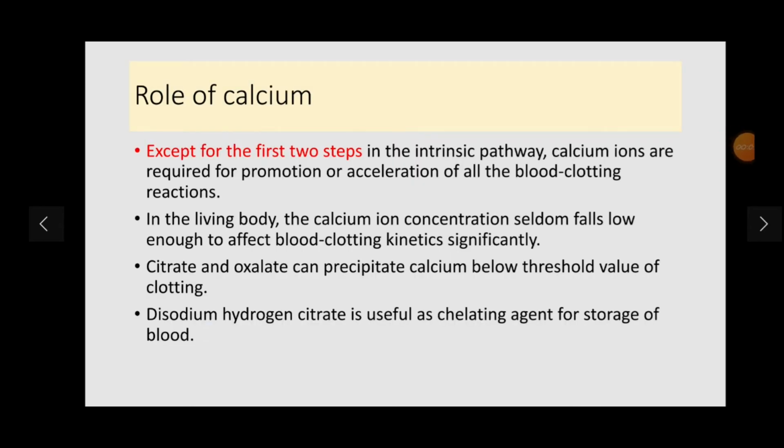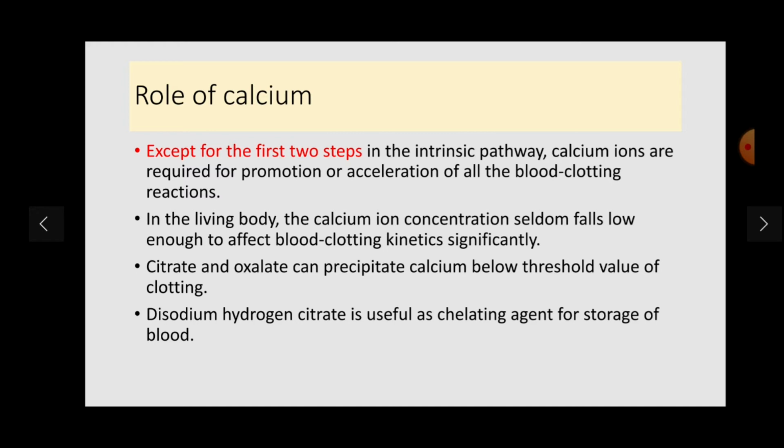Role of calcium: except for the first two reactions in the intrinsic pathway, calcium ions are required for acceleration of all the blood clotting reactions. So calcium is essential for blood coagulation, that is coagulation factor 4. But in the living organism, calcium is required for blood coagulation in only a small amount. In the living body, the calcium ion concentration seldom falls low enough to affect blood clotting reactions.